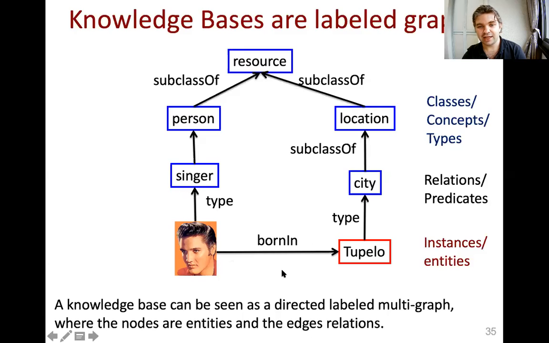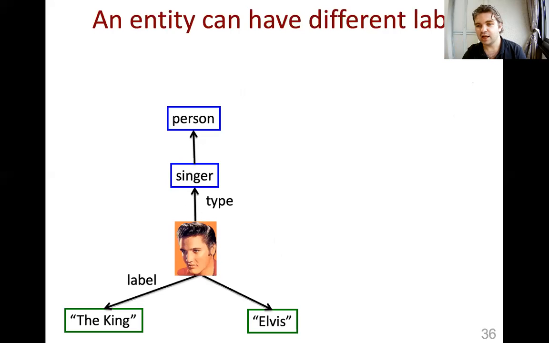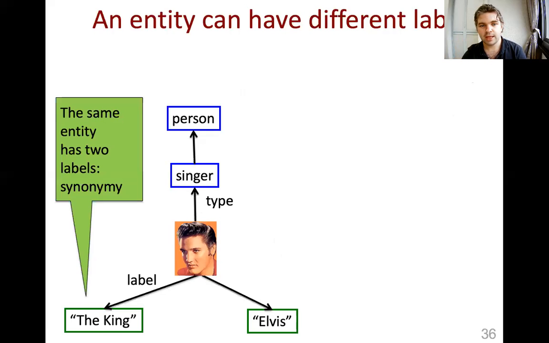Then we also have instances linked with these entities. Entities can have different types of labels. For example, the entity Elvis Presley can have the label Elvis, right? It also has a type singer, and the singer is a person. But Elvis can also have the label the king, right? Because you know that Elvis Presley was also called the king of rock and roll. So this is another label: one entity but two labels.